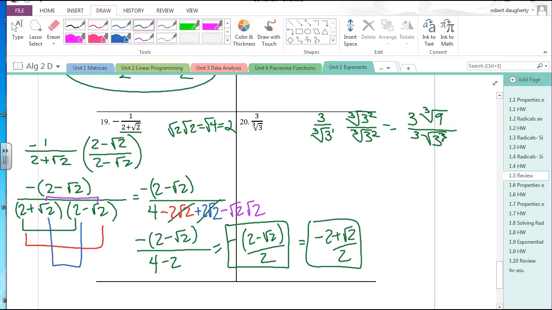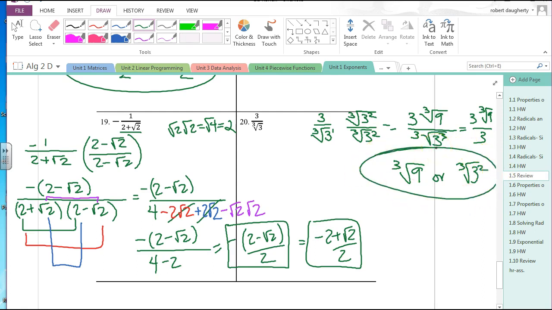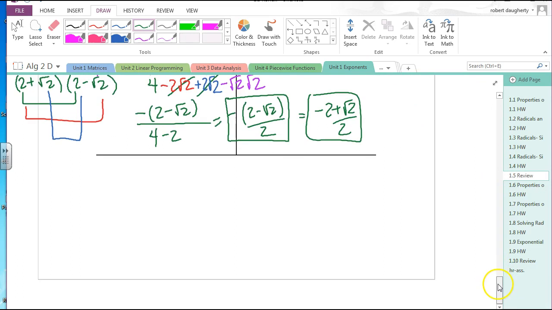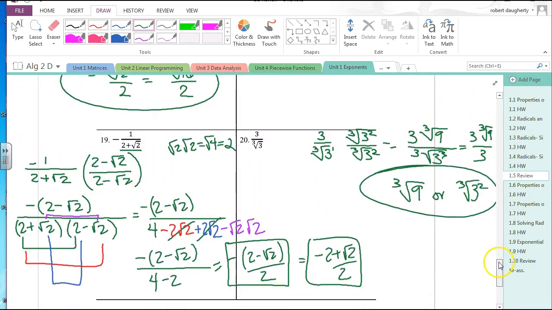So the cube root of 3 squared times the cube root of 3 to the first is the cube root of 3 cubed. The cube root of 3 cubed is 3. So this is 3 cube root of 9 over 3. 3 over 3 is 1. Your answer here is the cube root of 9 or the cube root of 3 squared. Either one is fine. Okay, so again, that should be the end of this review. Quite a bit of stuff. You need to be very comfortable with the radicals and with the exponents going back and forth, and then rationalizing denominators, which is one of the last topics that we covered.